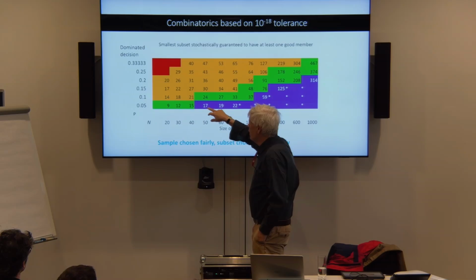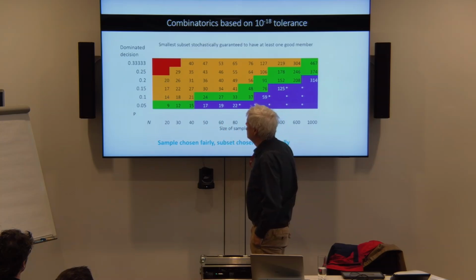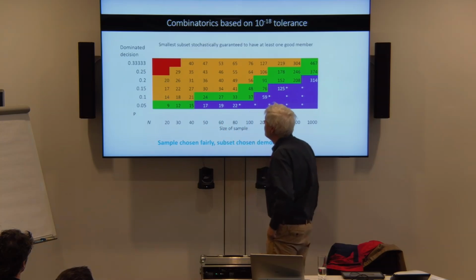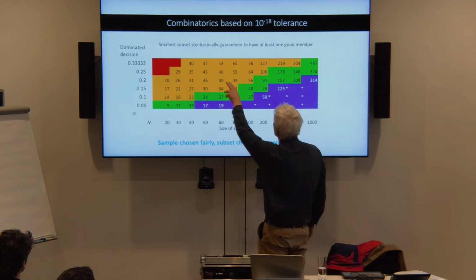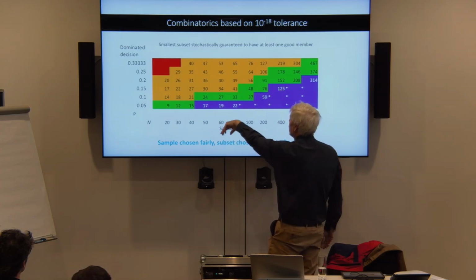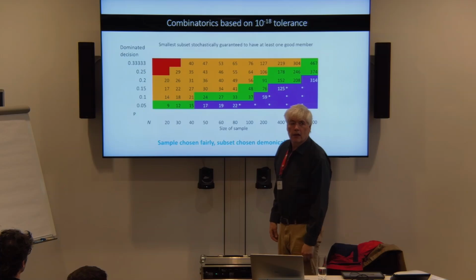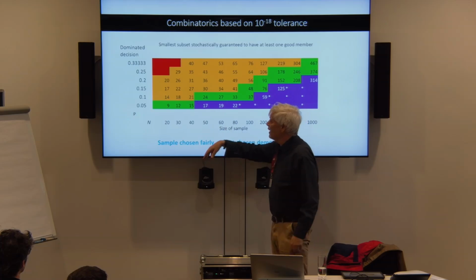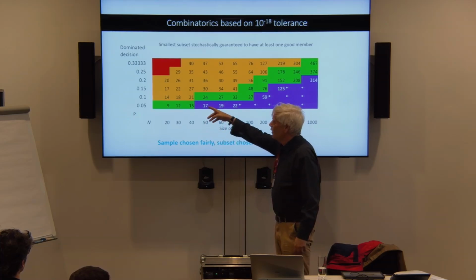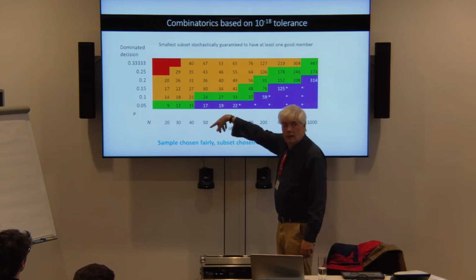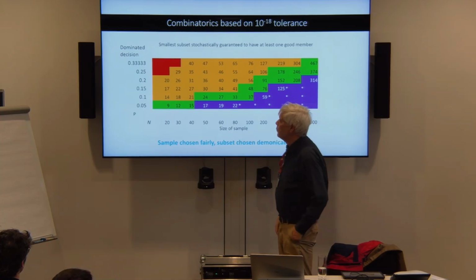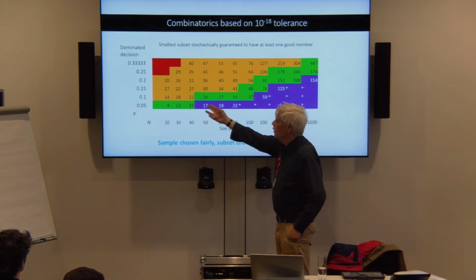if I've got 17, and this is the smallest subset stochastically guaranteed to have at least one good member. So 17 is the smallest subset guaranteed to have one good member. If the bad guy picked 17 of them, there'll still be one good member. And the point is that this is less than a third. It actually is less than a third if you look at the rounding errors. Less than a third of 50. And so I can run Byzantine agreement there.